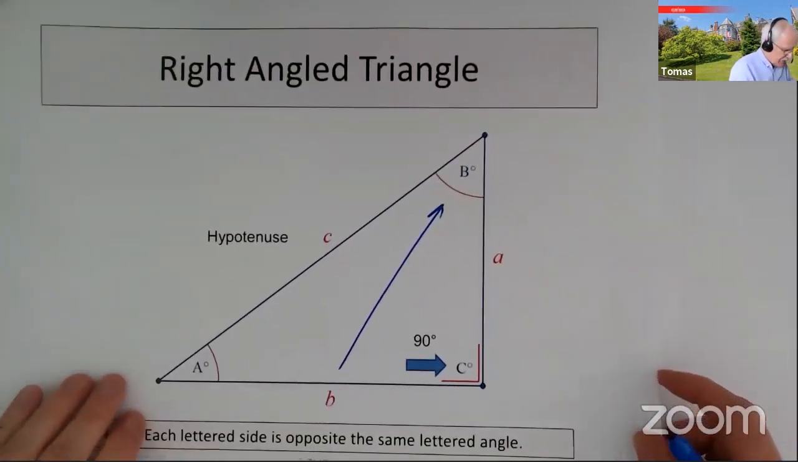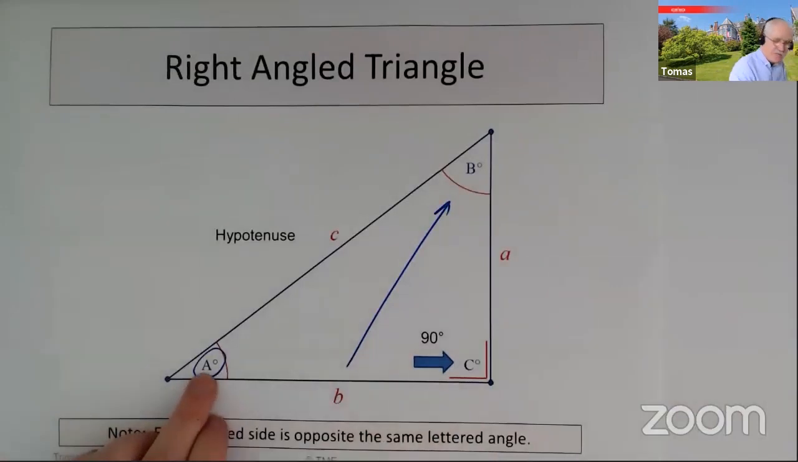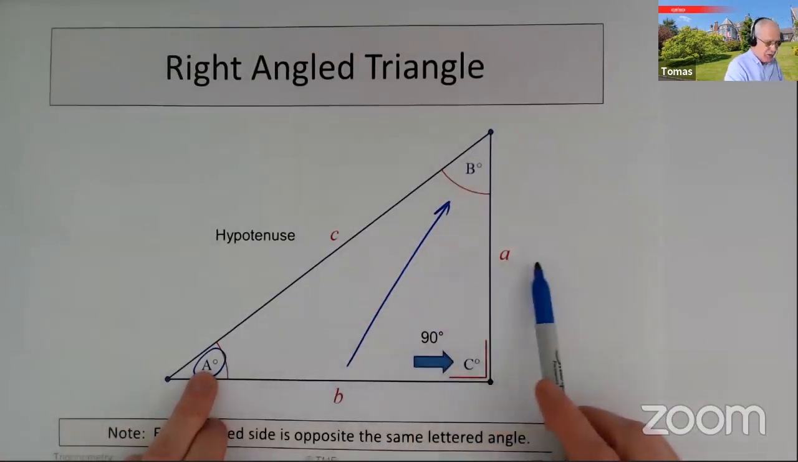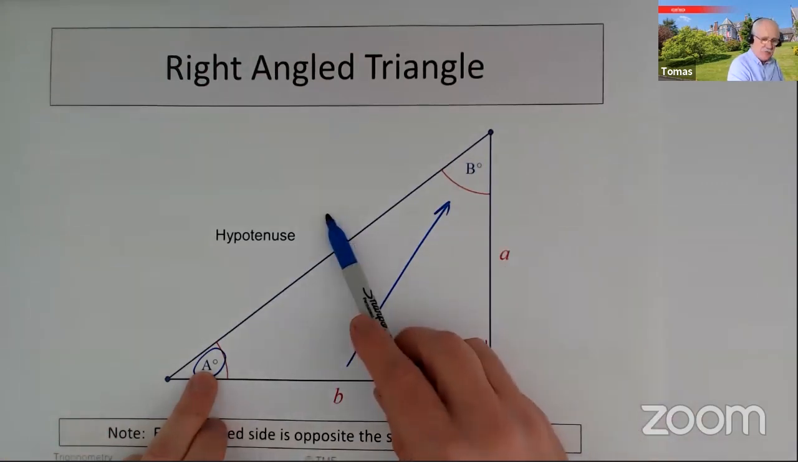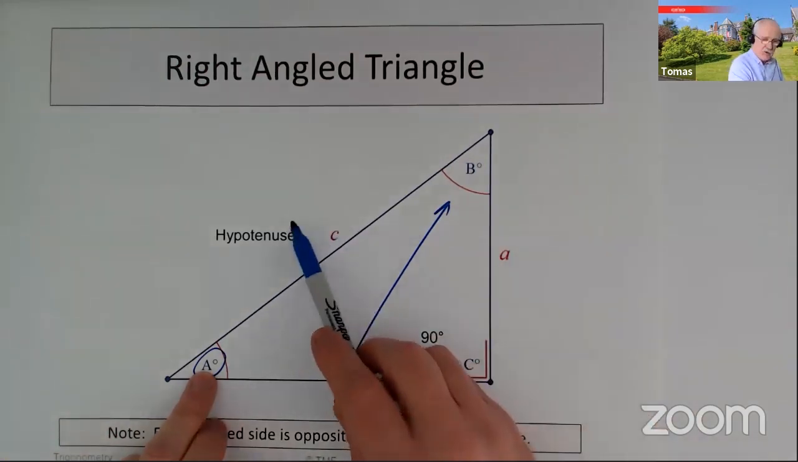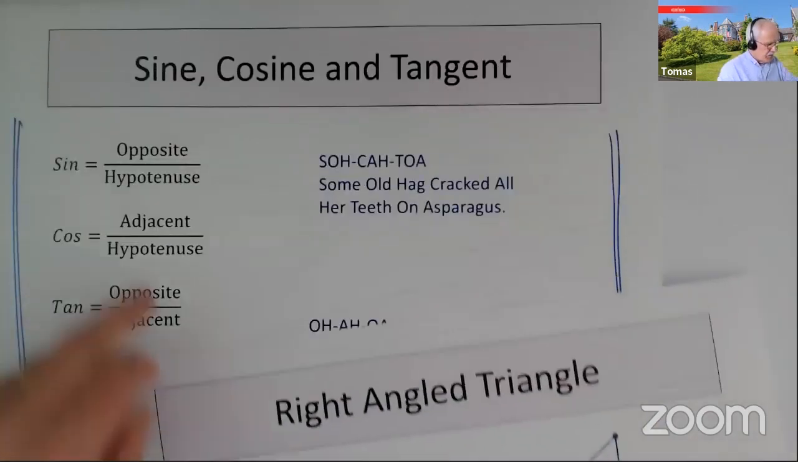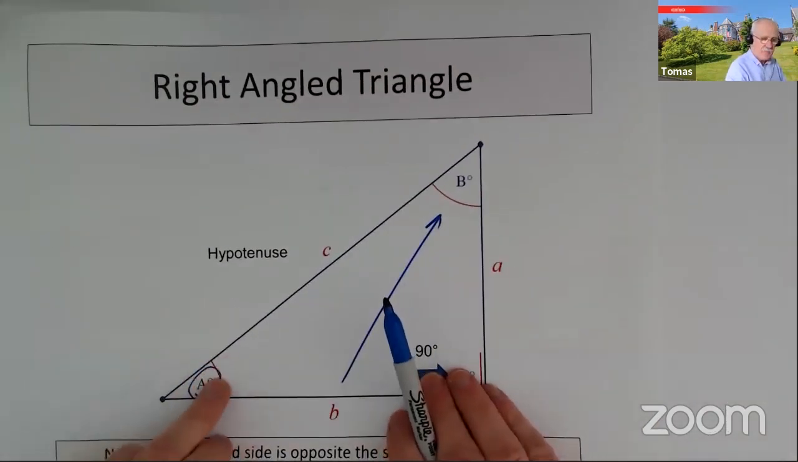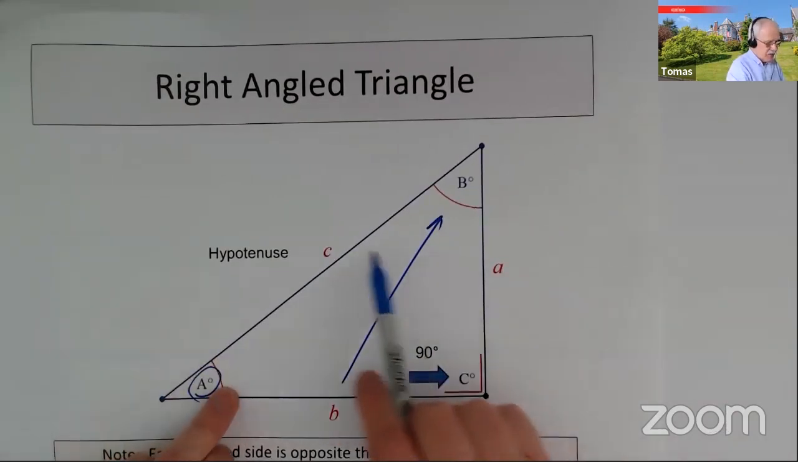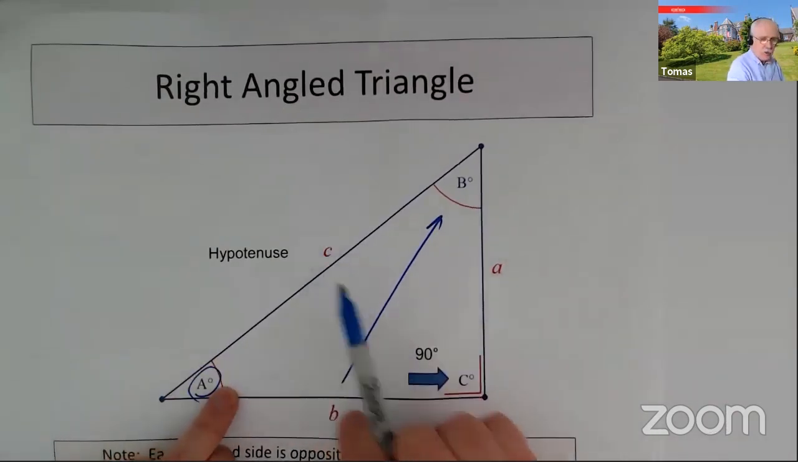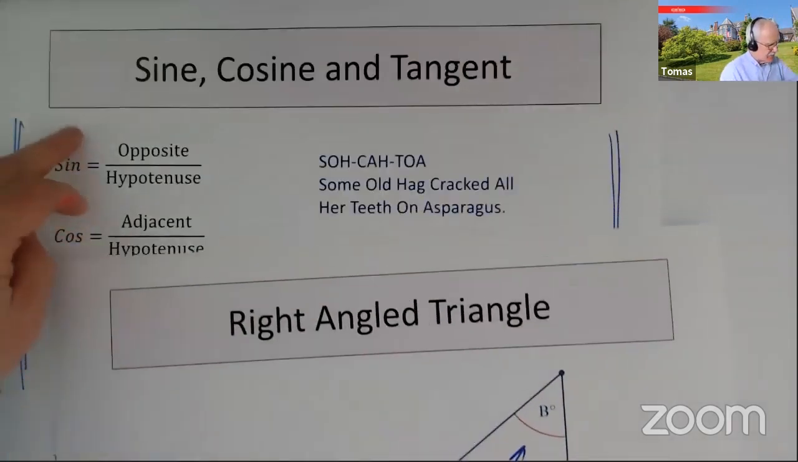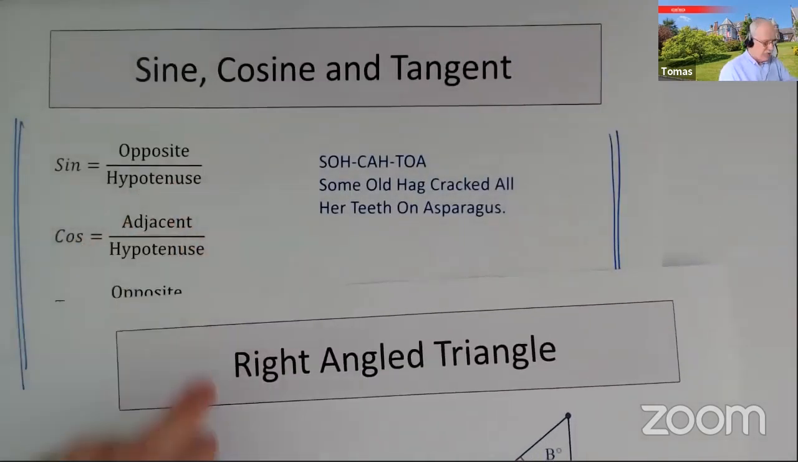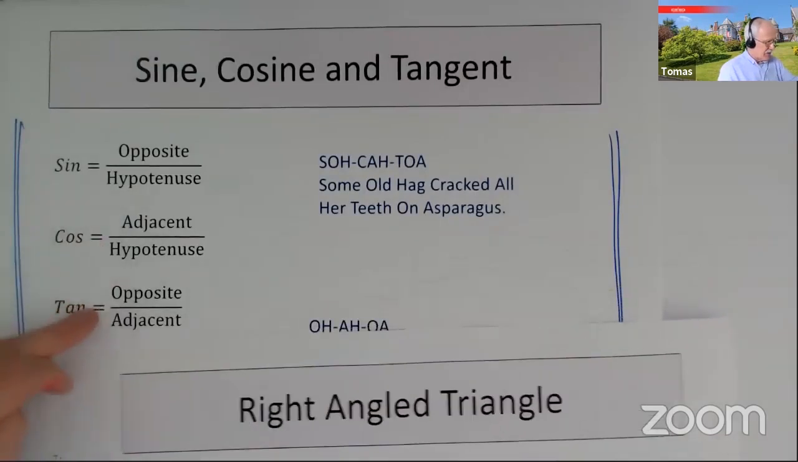But really what we're saying is that if I want to find the sine of A, I look at the one opposite, and I say opposite and hypotenuse. So opposite over hypotenuse is the sine of this angle here. So sine A, opposite over hypotenuse, that's the one you want. And that's the way it's done.